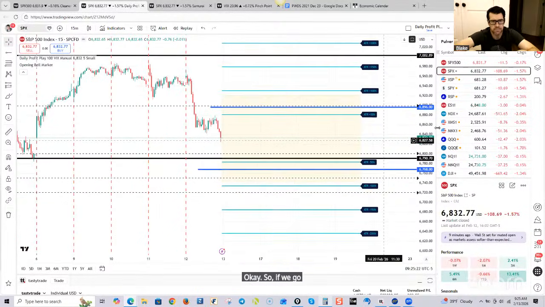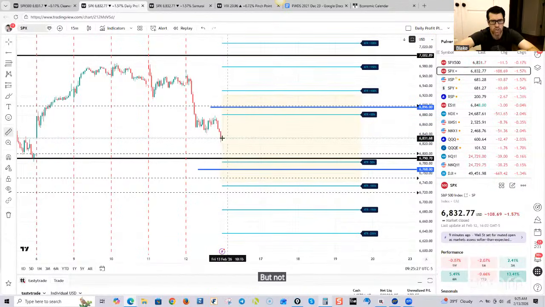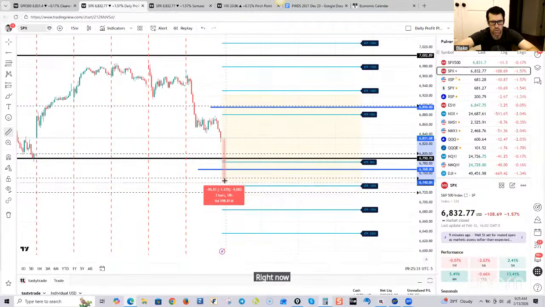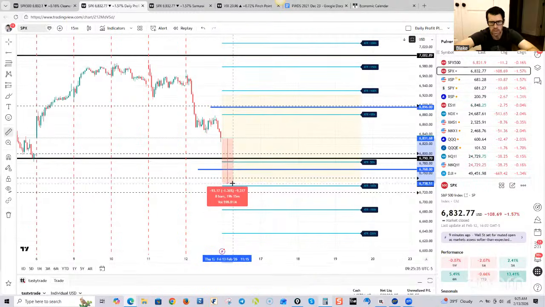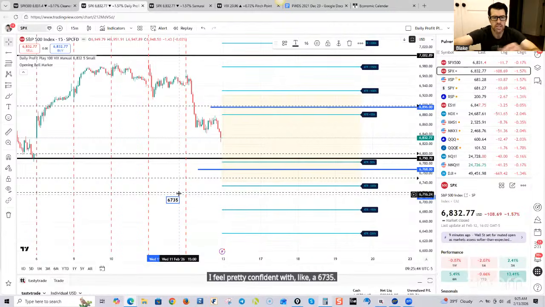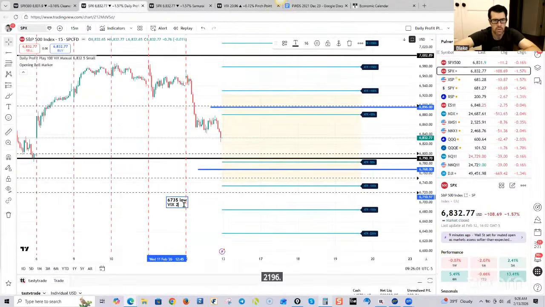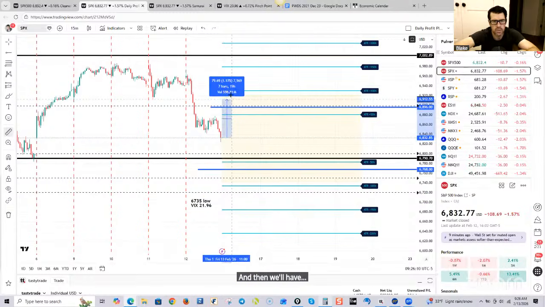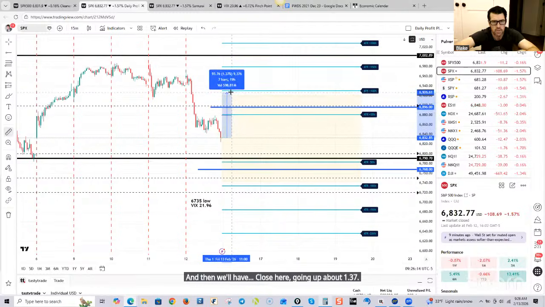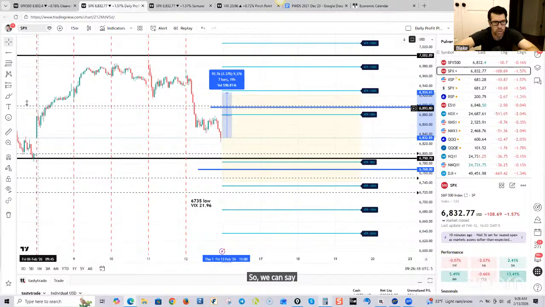So we're going to have a slight gap lower, but not by much. I'd say the extreme low right now is going to be around, I feel pretty confident, 67.35. That's a low, and then VIX would be 20. What was that VIX high? 21.96. And then we'll have the close going up about 1.37. So we can say 69.30. I mean, it's 69.26, but 30 seems safe if you're selling.